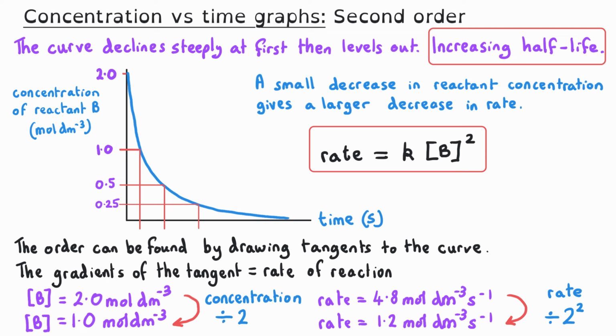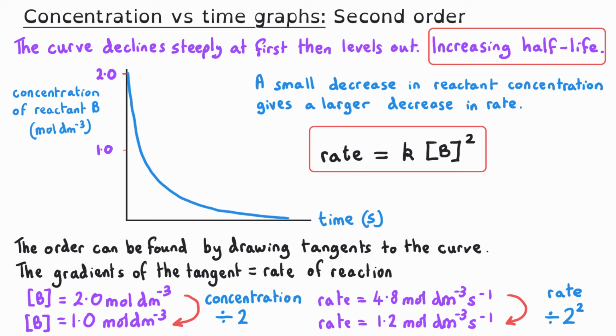And we can see this here when the concentration changes from 2 to 1, this takes a certain amount of time. When it changes from 1 to 0.5, it takes more than double the amount of time. And when it changes from 0.5 to 0.25, it takes a further increase in amount of time for this change to occur. And this is characteristic of a second-order reaction where rate is equal to the rate constant multiplied by the concentration of the chemical raised to the power of 2.